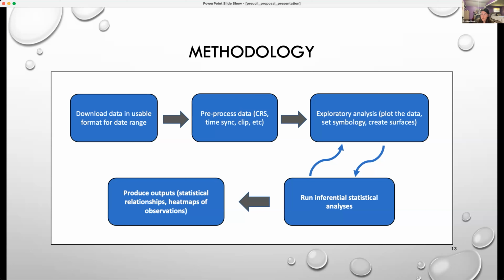Then the fun part is starting with some exploratory analysis. That's just plotting the data, getting it into ArcPro, setting up the symbology so that it looks logical, and also experimenting with different ways to create raster surfaces from the point data, because that's how I'm going to base the analysis. I do know the inverse distance weighting function does work, but I want to try a few more ways to see the best data that I can get.